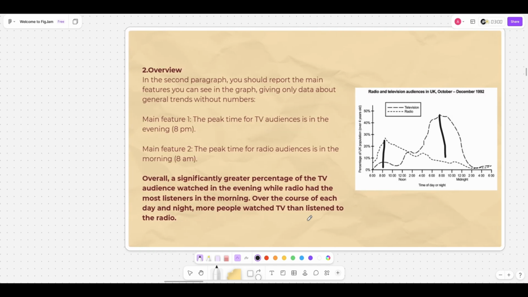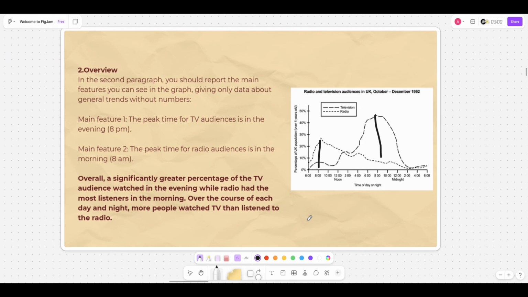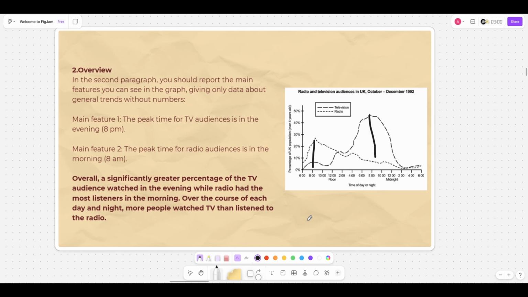Next up is the overview. And this is one of the most important paragraphs in your entire essay. In fact, without a clear overview, you're unlikely to score above band 5. The overview is where you describe the big picture trends. No specific numbers, no details, just a general story of the graph. Looking at our graph, we can identify 2 main features.